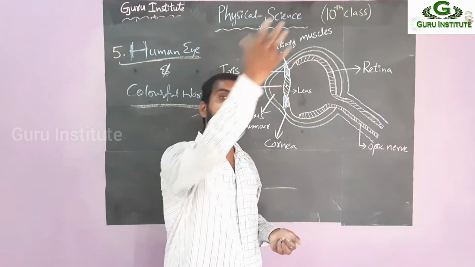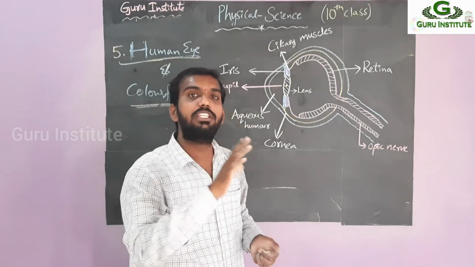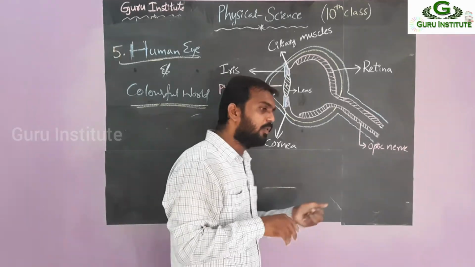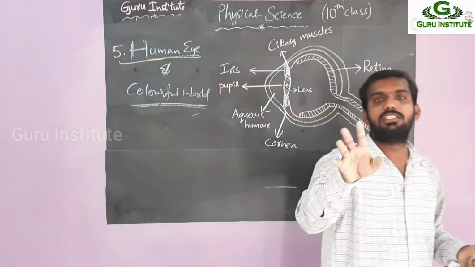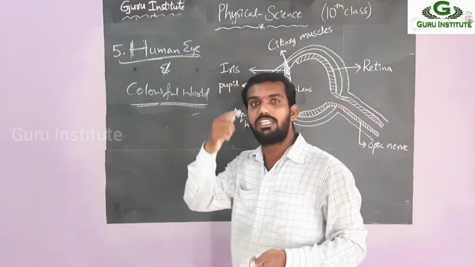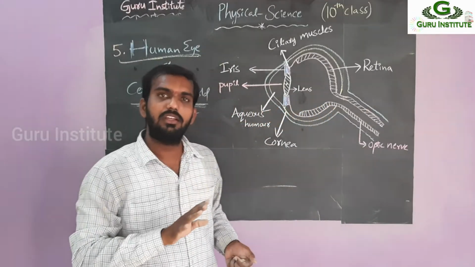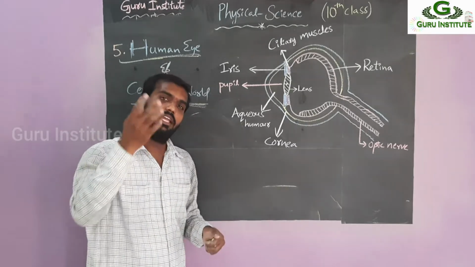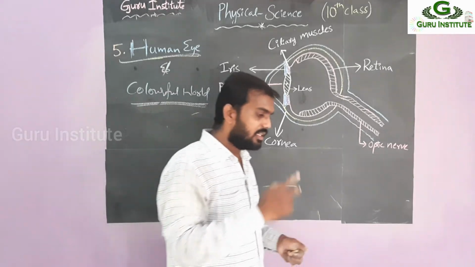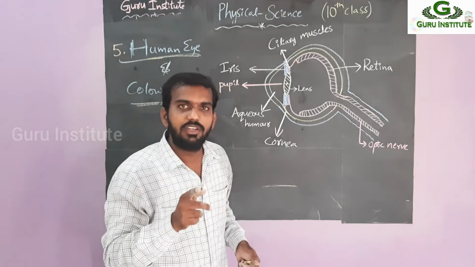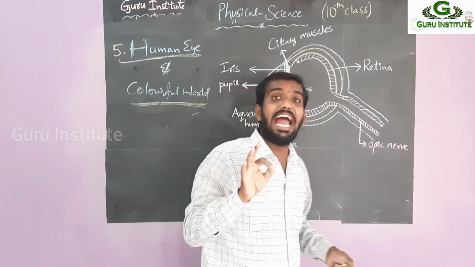They see the far objects only clear, but near objects they can't see. But in old people, they can't see far and nearer. Some people see nearer but not far. Some people see far but not nearer. Some people won't see nearer and far. So their eye will have some defect. This is called eye defects.